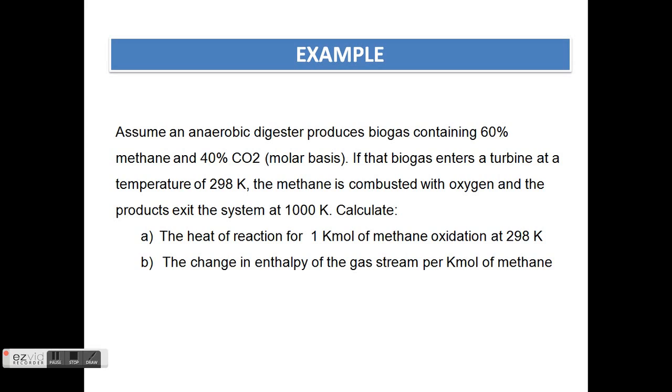I have a simple question here, a kind of straightforward question, which tells us to calculate the heat of reaction and the change of enthalpy for biogas containing 60% methane and 40% CO2 that was combusted in a gas turbine, and exiting the system at 1000 Kelvin.